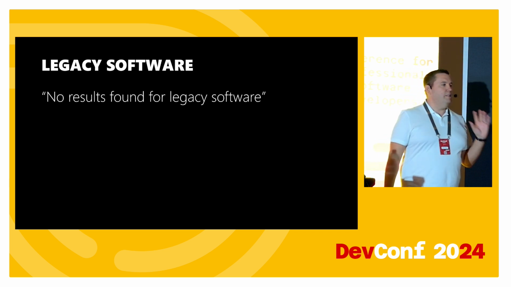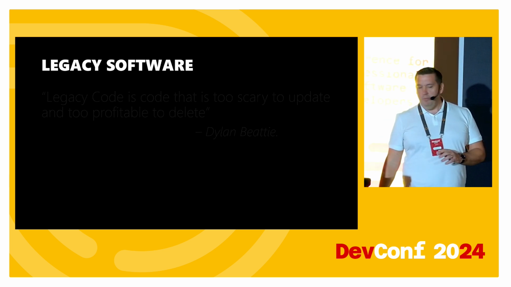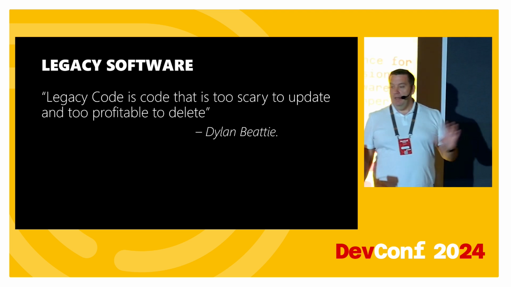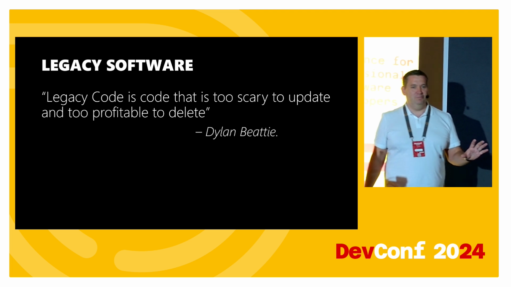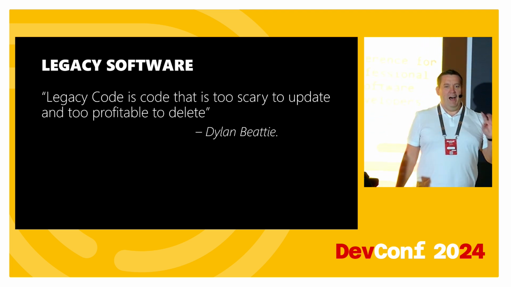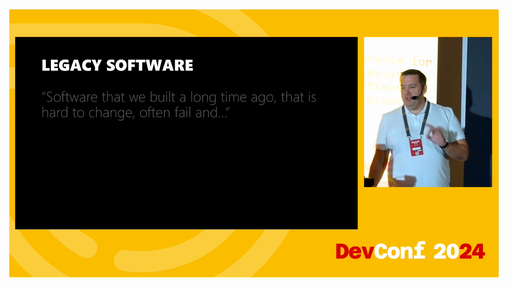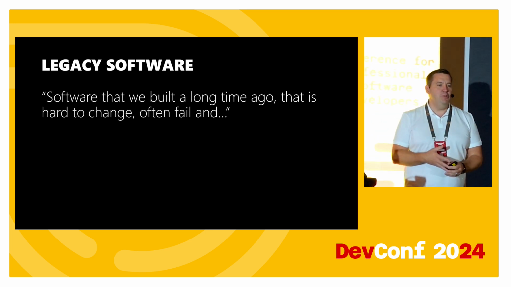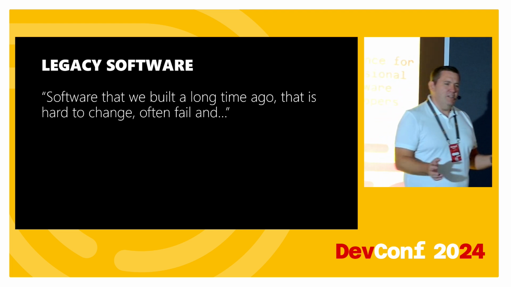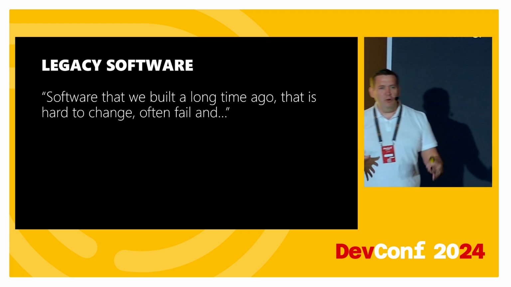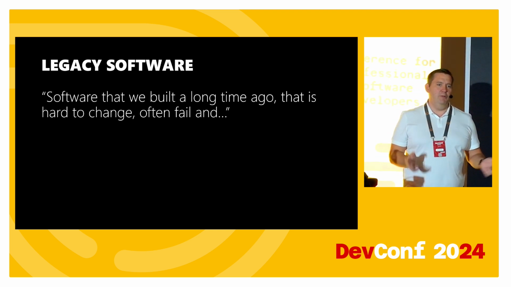All right, so let's then turn to the authoritative people. Dylan Beattie, who's been to this conference many times, said, legacy code is code that's too scary to update and too profitable to delete. I like that definition. The problem is that most companies have this sort of definition when you push them on it. Software we built long ago, it's often hard to change, it quite often breaks, we don't really have any logging, and it makes us a lot of money, usually, like we need it.